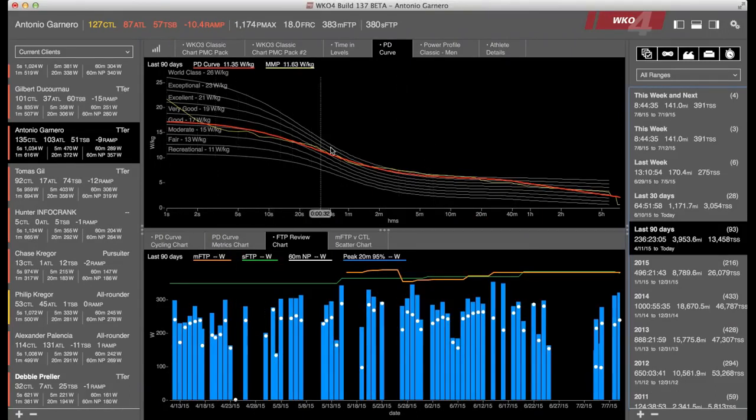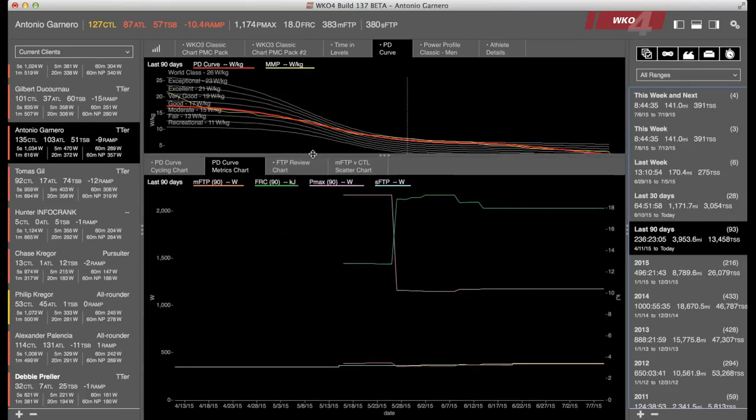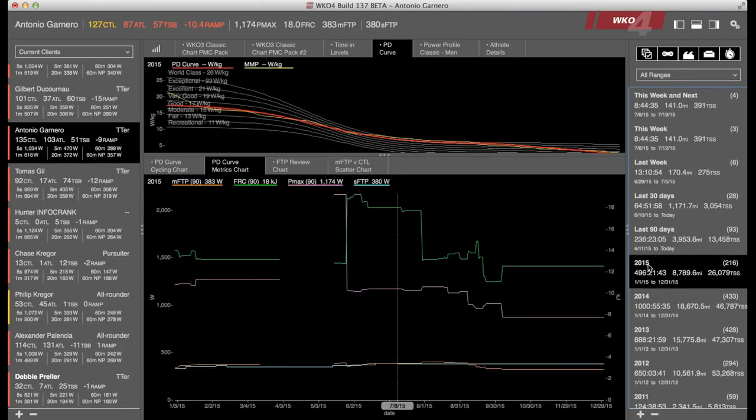You're looking at the PD curve here, the power duration curve, and then you have some of the charts down below. One thing we'll look at here is these metrics, and kind of understand what's going on from his perspective over the last, let's say, 2015 really. We've got his FRC, his Pmax, and then down here his set FTP, which is in pink, and then his orange FTP, which is the modeled FTP.